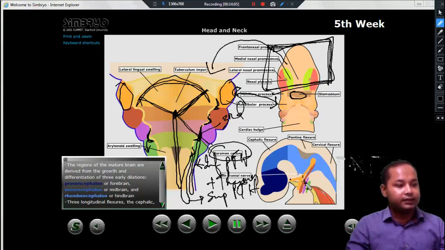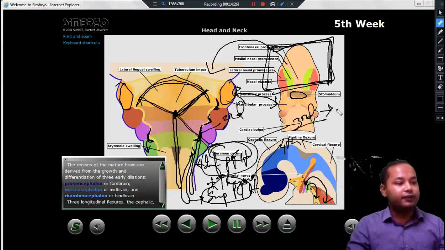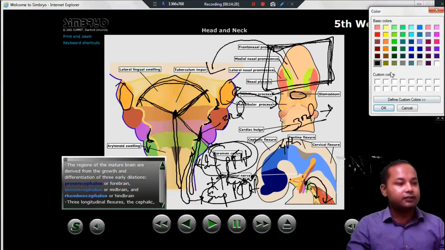Here in this case, see, this is the third pouch they are making. The third is descending much more than the fourth pouch, which is placed superiorly. So that is why the superior parathyroid is developing from the fourth pouch, and the inferior parathyroid is developing from the third pouch. Also, I will use a different color.